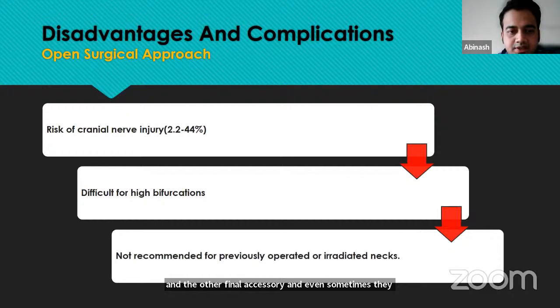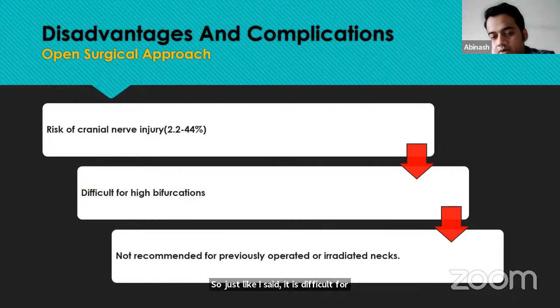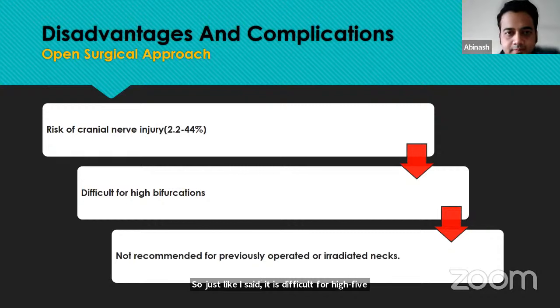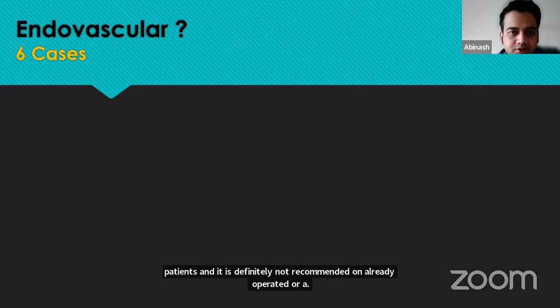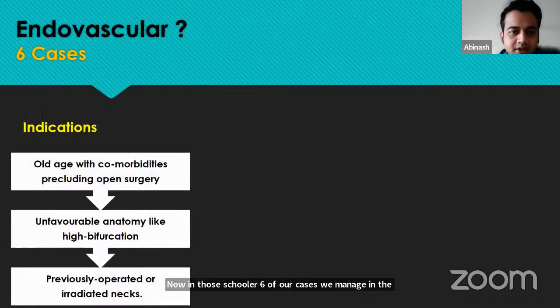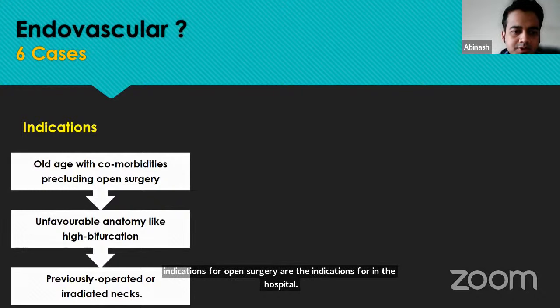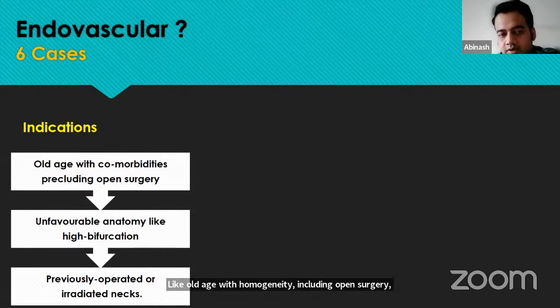So just like I said, it is difficult for high bifurcations, and it is definitely not recommended on already operated or irradiated necks. Now, endovascular, 6 of our cases we managed endovascularly. Indications, whatever are the contraindications for open surgery are the indications for endovascular, like old age with comorbidities precluding open surgery, then high bifurcation aneurysms, and previously operated or irradiated necks.